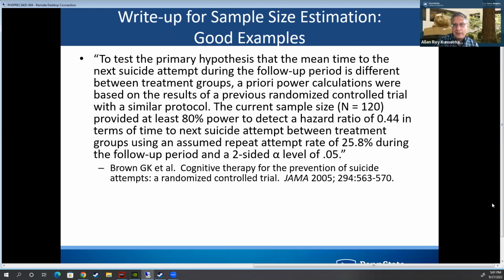And I think this is the last. I'll let you read this on your own. But here's another good write-up. This is taken from a JAMA article. Again, it tells you what the power is. It's a two-sided test, alpha is 0.05. It tells the effect size they're trying to get, a hazard ratio of 0.44. That's the effect size they're looking for in this example.